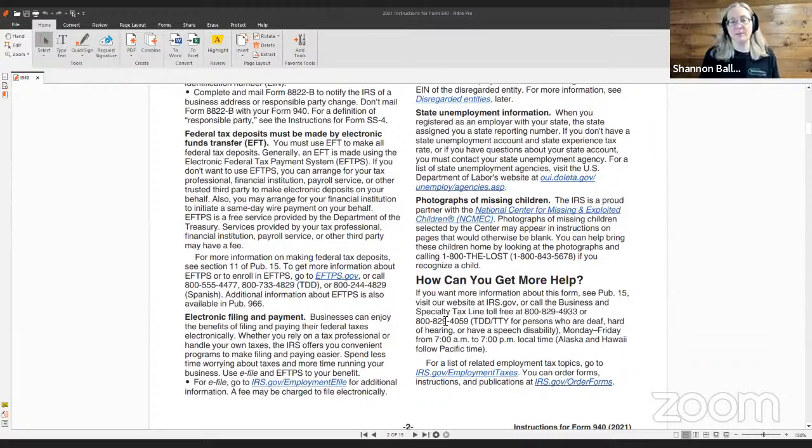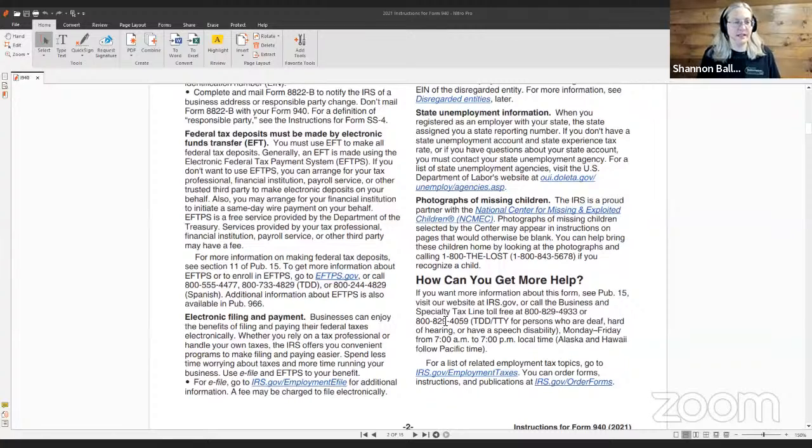EFTPS is a free service provided by the Department of Treasury. Services provided by your tax professional, financial institution, payroll service, or third party may have a fee. And I would say in most cases, there will be an additional fee to have somebody else initiate it on your behalf. However, if you have a full service payroll software or contract with your payroll service provider, that fee is usually included. At least I know for my clients, it is included. For more information on making federal tax deposits, see Section 11 of Pub 15.